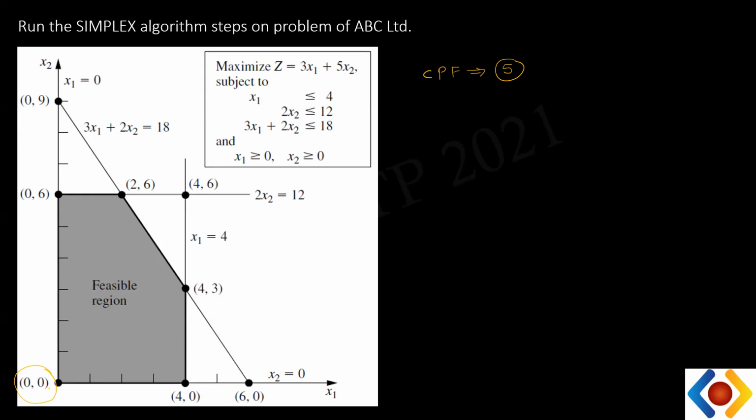What is the Z value at this point? 0, right? Because x1 is 0, x2 is 0. So what profit are you going to make? The profit will be 0. Correct? So yes, Anaita.